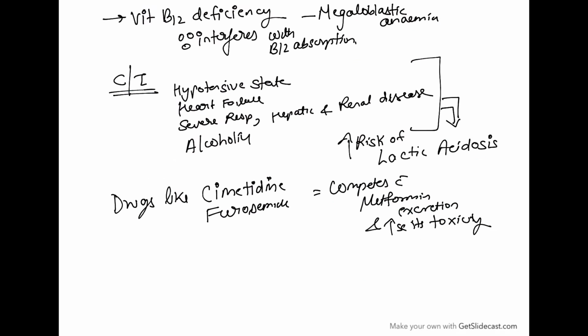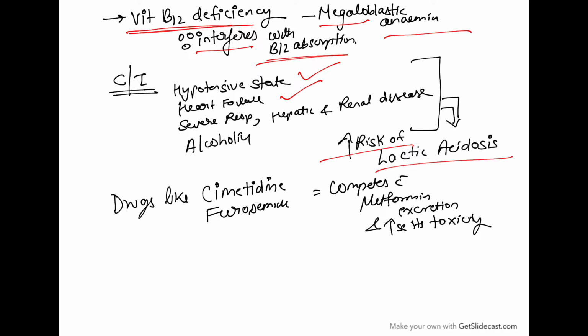Another side effect is vitamin B12 deficiency leading to megaloblastic anemia. Why? Because you have already read in the mechanism of action that it interferes with B12 absorption. Now, the contraindications are hypotensive states, heart failure, severe respiratory, hepatic and renal diseases, and alcoholism. In all of these situations, there is increased risk of lactic acidosis. So the major contraindication is because of lactic acidosis, and the major contraindication is liver and renal failure.